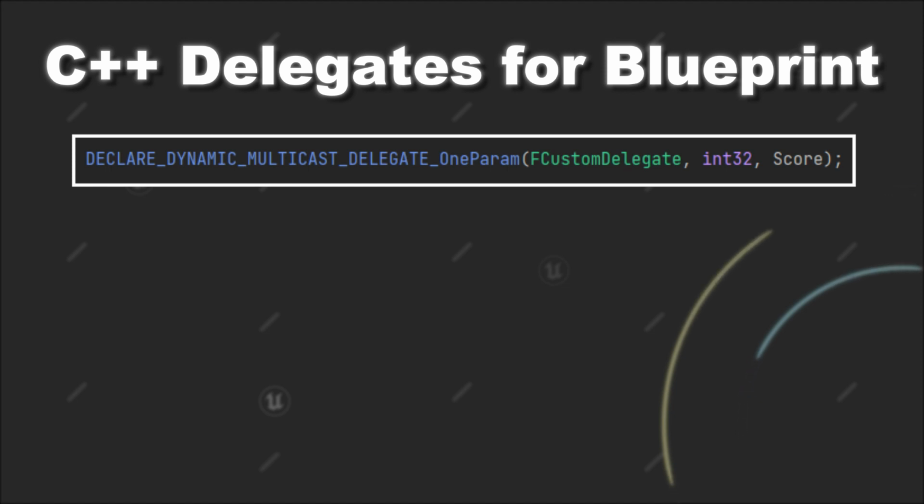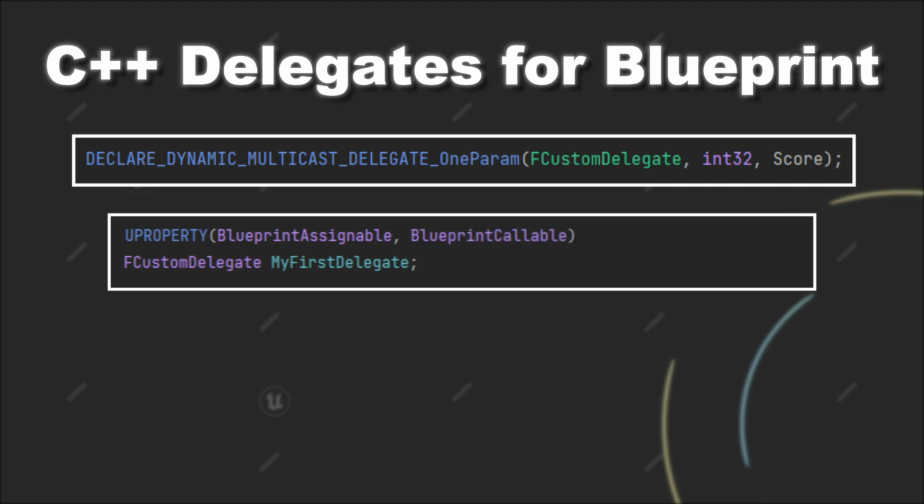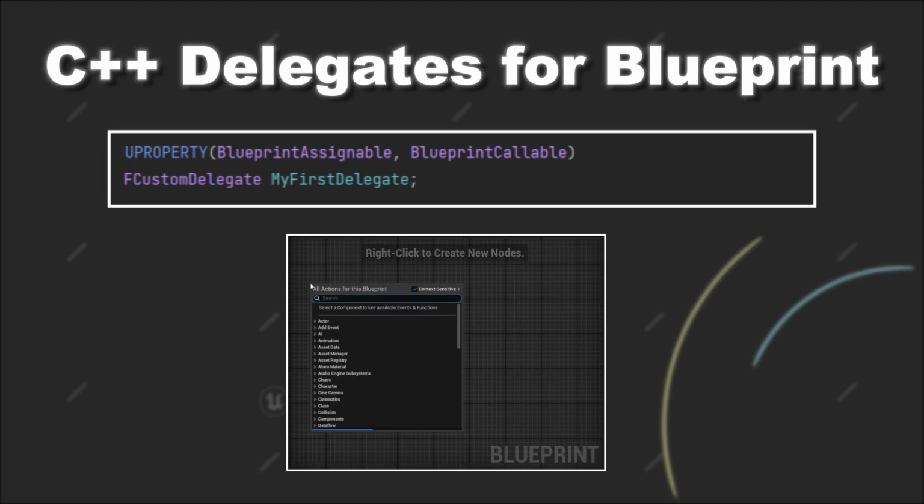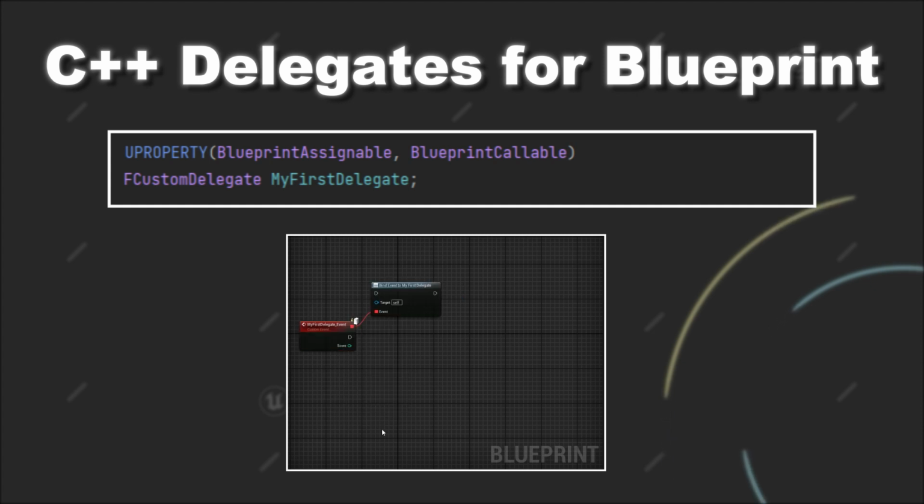So, let's say we have this delegate with one parameter. When you declare your variable for this delegate type, you have to use Blueprint assignable if you want to assign a Blueprint event to this delegate, and Blueprint callable if you want to be able to trigger this delegate from within Blueprint. Now let's have a look in Blueprint. With Blueprint assignable, we can search for the name of our delegate and bind a custom event to it.